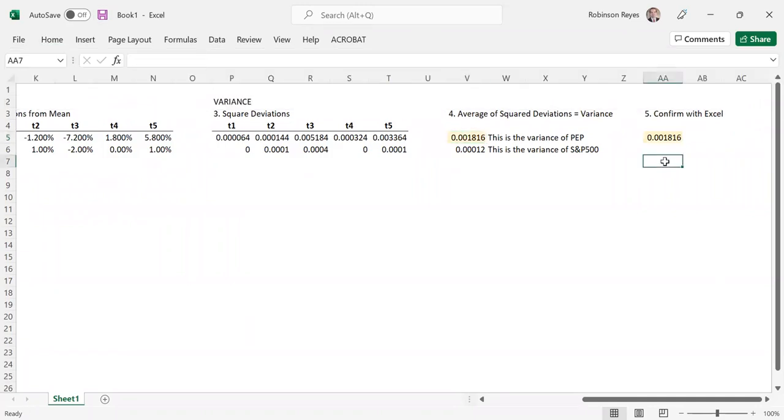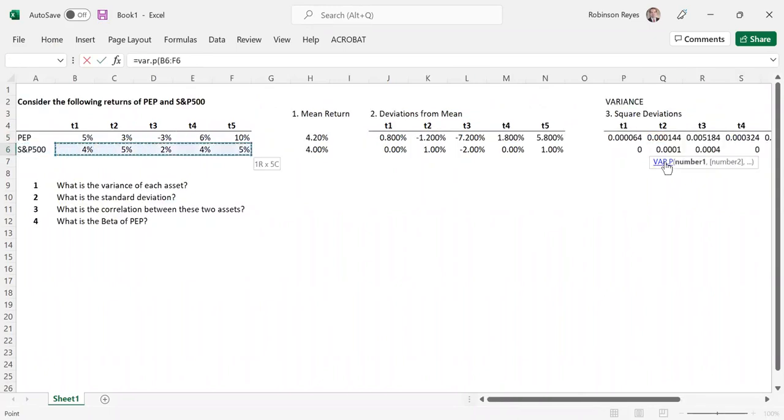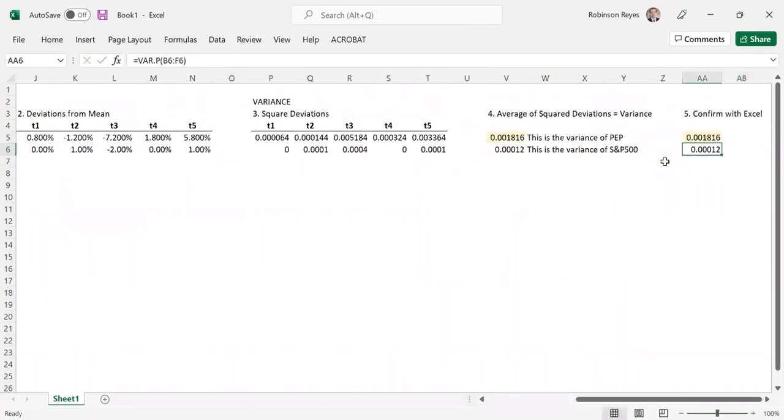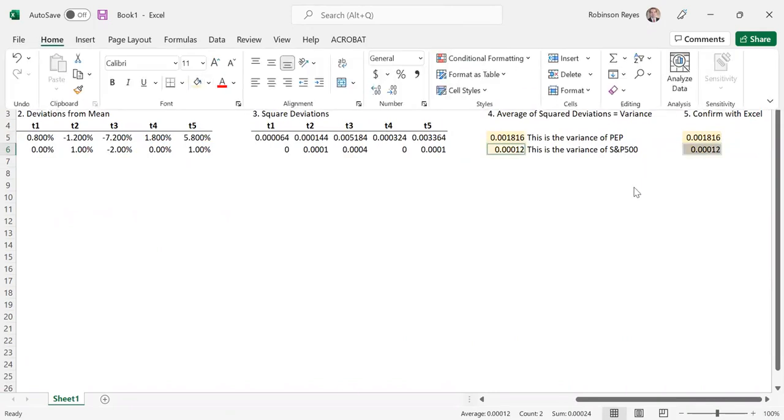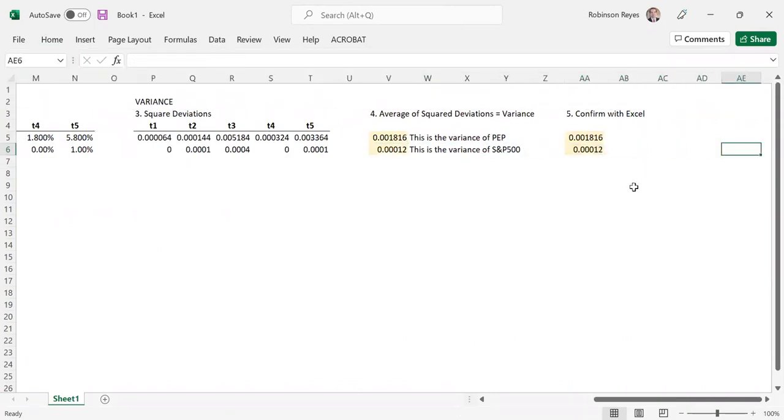Now let's do the same with S&P 500 and we will confirm that if we select all the returns, the number we get as the variance is exactly the same as what we get when we use the Excel command. Okay, now what is the standard deviation? And for the standard deviation, I'm going to go down here.